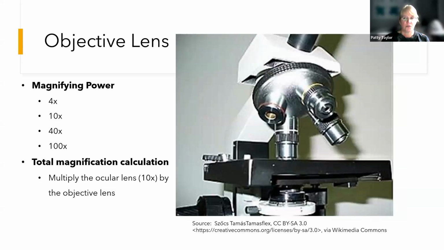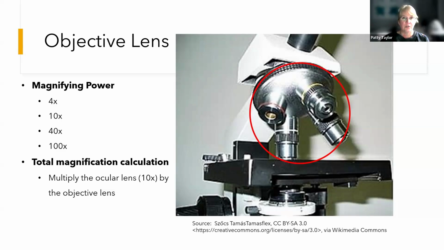In this picture, there are four objectives. Let me circle those objectives for you. This particular microscope has a 4x, a low magnification or scanning objective. There's a 10x, a 40x, and then a 100x power objective.